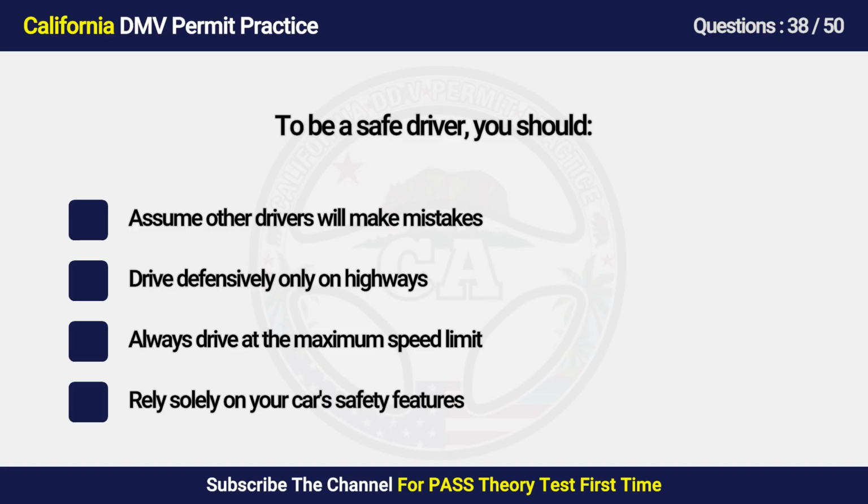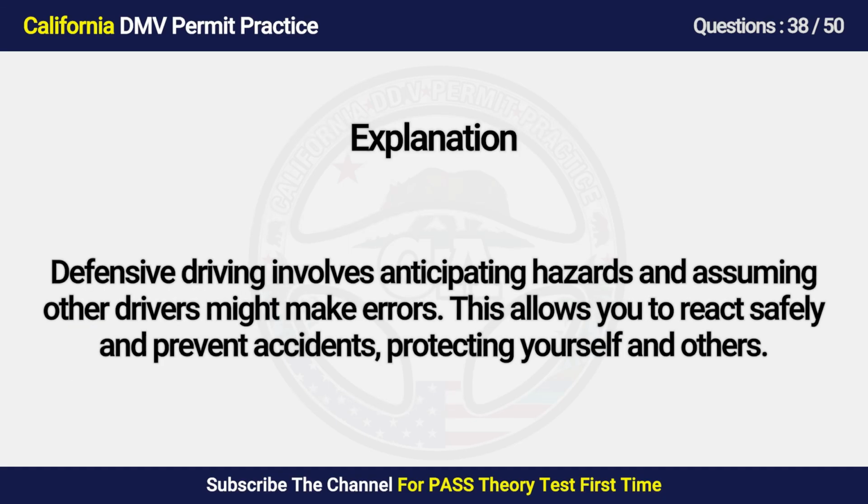Assume other drivers will make mistakes. B. Drive defensively only on highways. C. Always drive at the maximum speed limit. D. Rely solely on your car's safety features. Answer is A. Assume other drivers will make mistakes. Defensive driving involves anticipating hazards and assuming other drivers might make errors. This allows you to react safely and prevent accidents, protecting yourself and others.